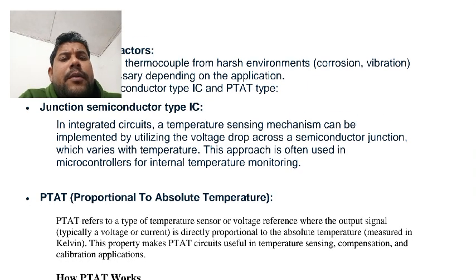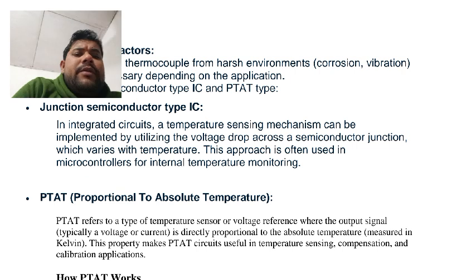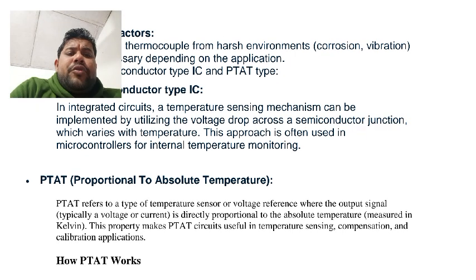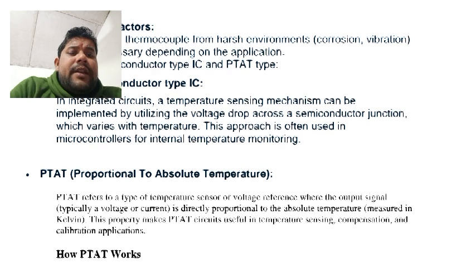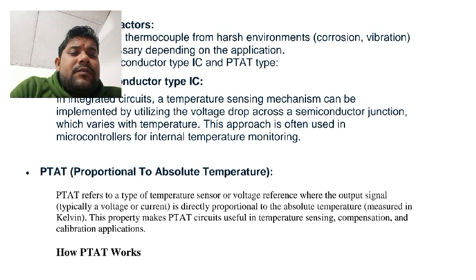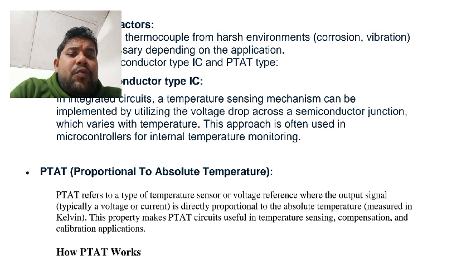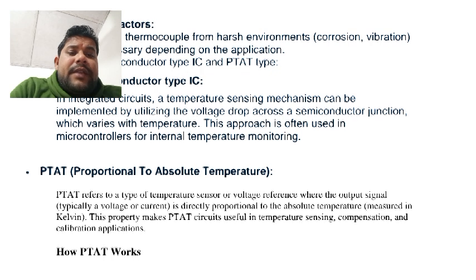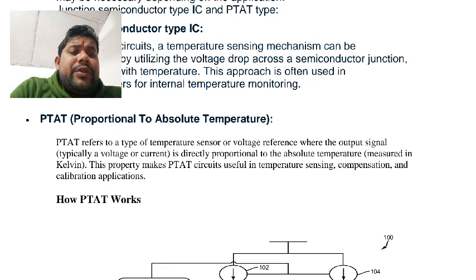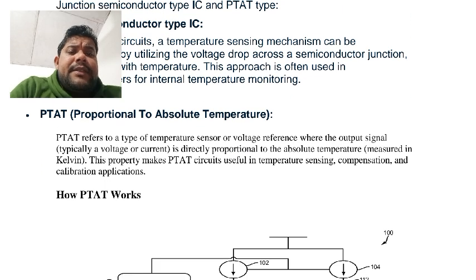Ahead, we will discuss proportional to absolute temperature. Proportional to absolute temperature refers to a type of temperature sensor or voltage reference where the output signal, typically voltage or current, is directly proportional to the absolute temperature measured in Kelvin. This property makes the circuit useful for temperature sensing and compensation.